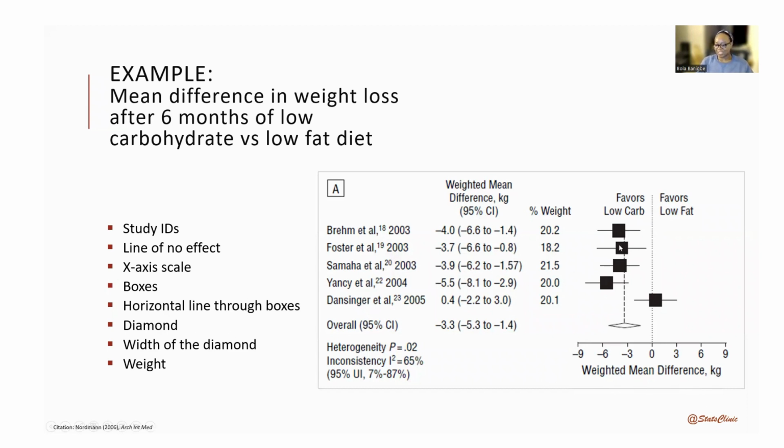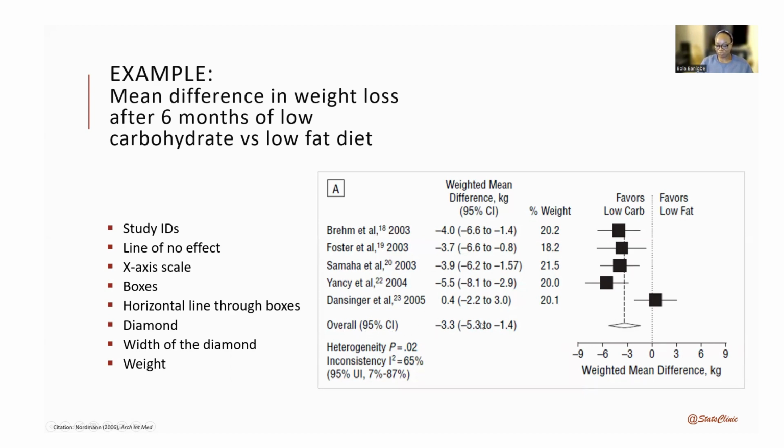And then looking at this, these are all big boxes, right? They're almost similar in size, the size of the boxes, suggesting that the studies are weighted almost equivalently. And if you look at this column, the column of percentage weight, Foster et al. has a weight of 18.2%, and then Sama et al. has a weight of 21.5%. So really very similar. So it suggests that their standard deviations are very similar.